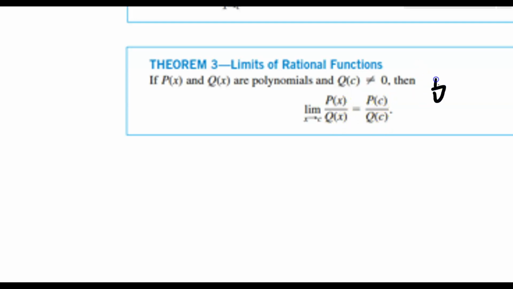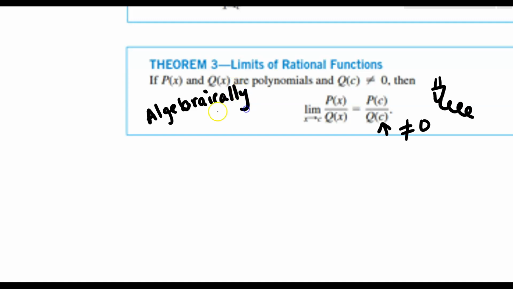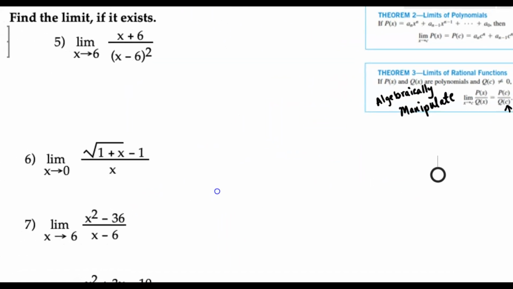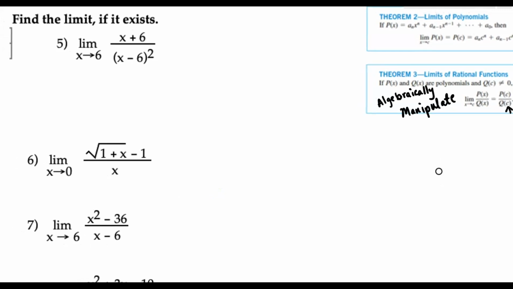What this is saying is that you can plug it in so long as the denominator is not equal to 0. If the denominator is equal to 0, then you have to algebraically manipulate. So that's going to be a requirement here. We're going to have to check that out. If we see a problem in plugging in, we're going to have to try to manipulate algebraically.